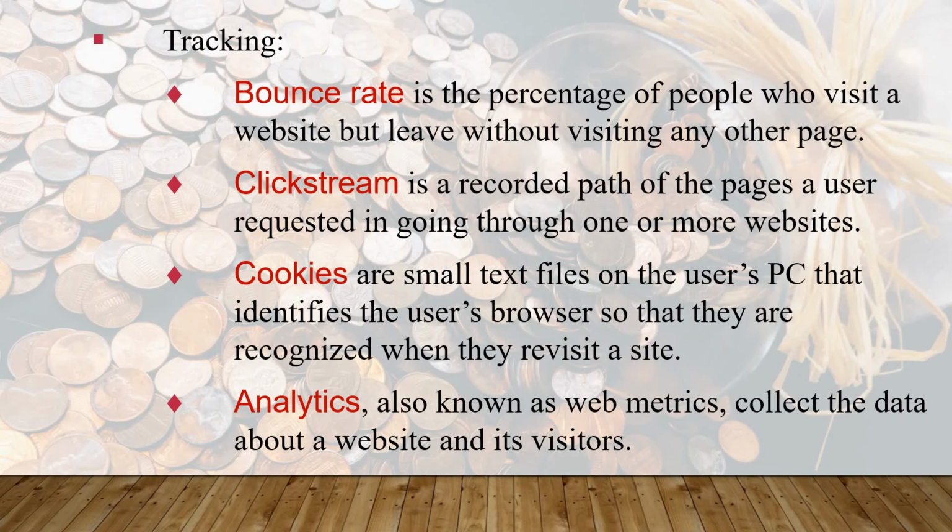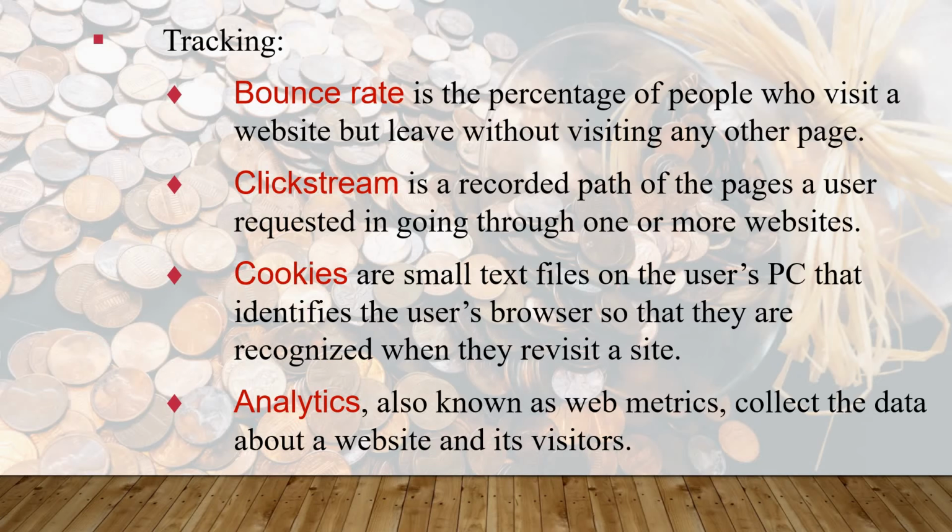Now, here are some of the different terms that we use in tracking audiences online. There's bounce rate. That's the percentage of people who visit a website but leave without visiting any other page. In traditional media, we've called this churn, when people are exposed to something but then move away from it. Bounce rate is kind of the same idea online.